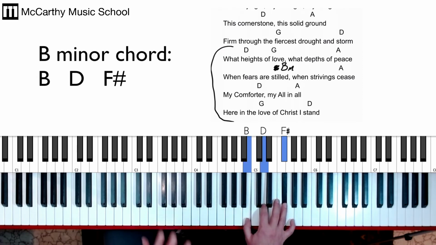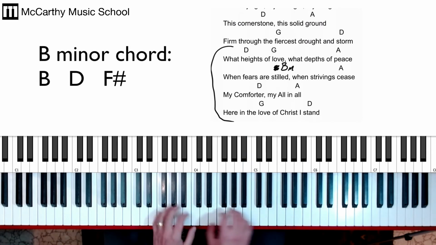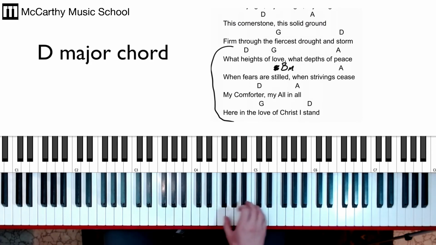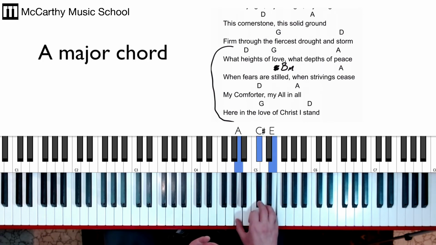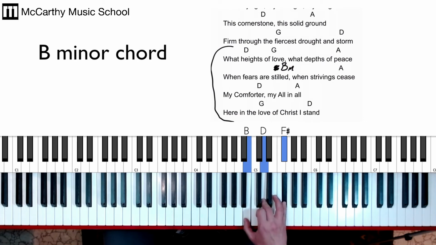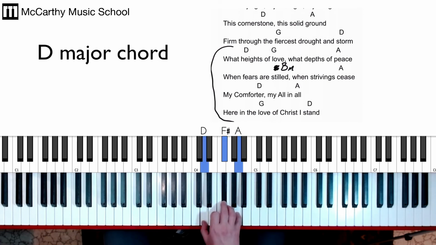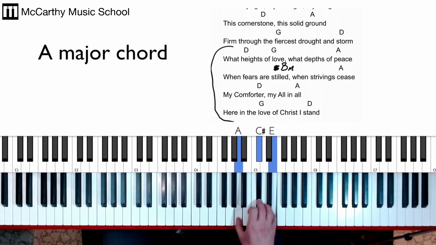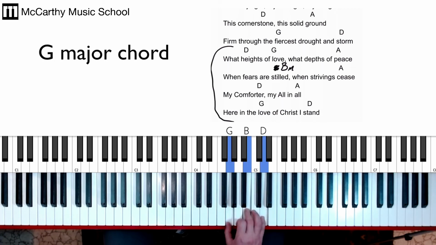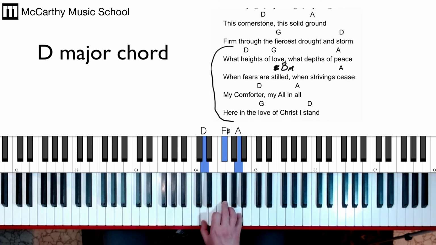So let's start at what heights of love, and I'll show you kind of how that works. What heights of love, there's the G major chord. What depths of peace, when fears are stilled. So there's a B minor chord. When striving cease, my comforter, my all in all, here in the love of Christ I stand.